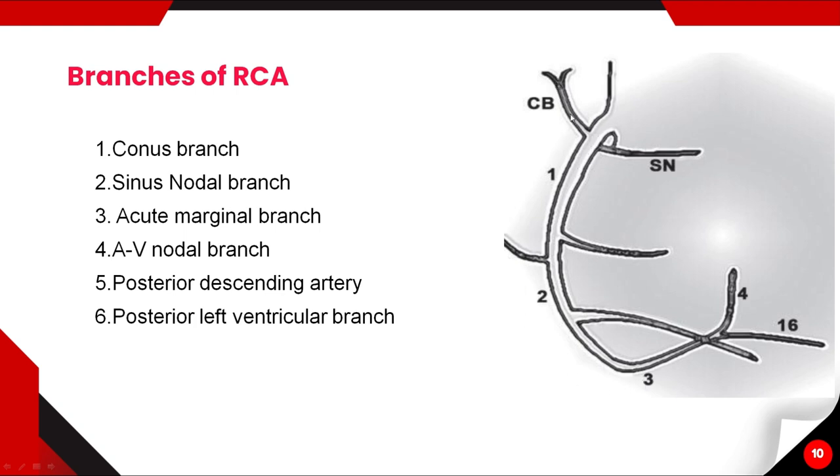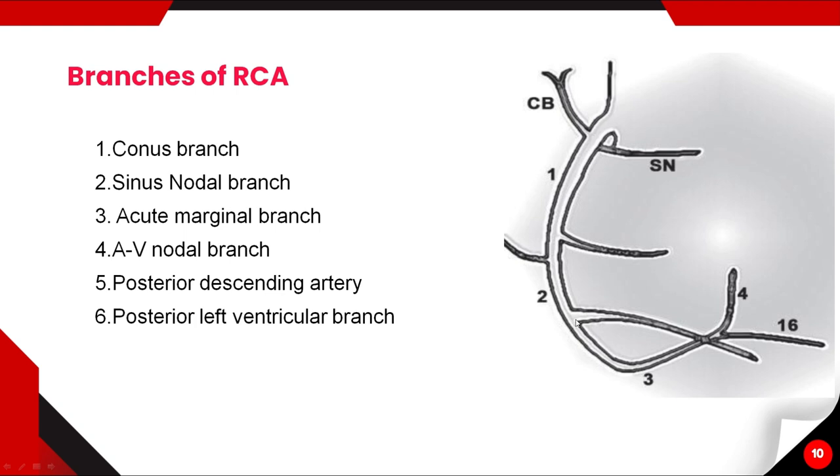In 50 to 60% of the individuals, the first branch of right coronary artery is conus branch, which supplies the right ventricular outflow tract. In 30% of the individual, conus branch arises directly from the aorta. Sinus nodal branch is the second branch of right coronary artery in 60% of the individuals. In 30% of the individual, sinus nodal branch will arise from the circumflex branch, which supplies the SA node.